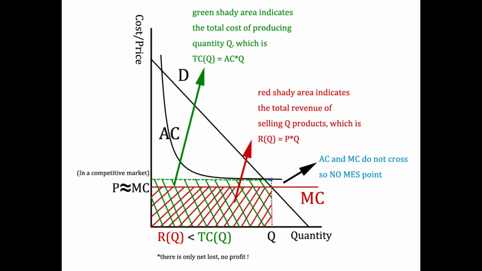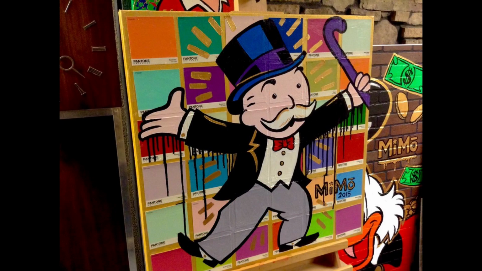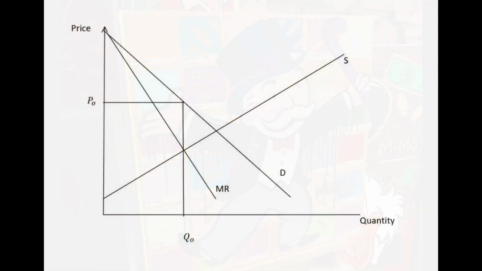So this is a good thing for consumers. It means they get the maximum possible benefit from that type of good, not producing too much and not producing too little. So this is why the perfectly competitive market serves as our baseline to which we compare the other types of market structure. So now we'll move on to some of the more interesting cases. And we'll start with the monopoly. Not the board game, the market structure.